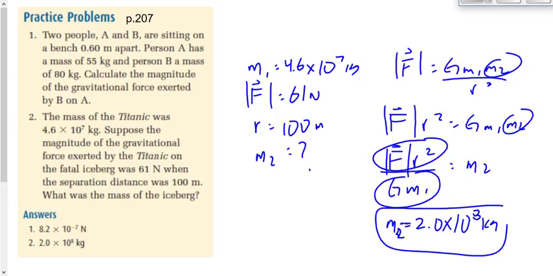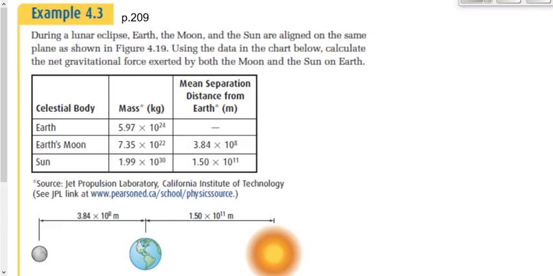All right, what are we going to do if we have a situation like this? We got an eclipse here. The Earth, the Moon, and the Sun are all lined up in the same plane as shown in the diagram down here. See, the Earth is in between the Moon and the Sun. Now we don't see the Moon, right? Because the Moon is in the shadow of the Earth, right?